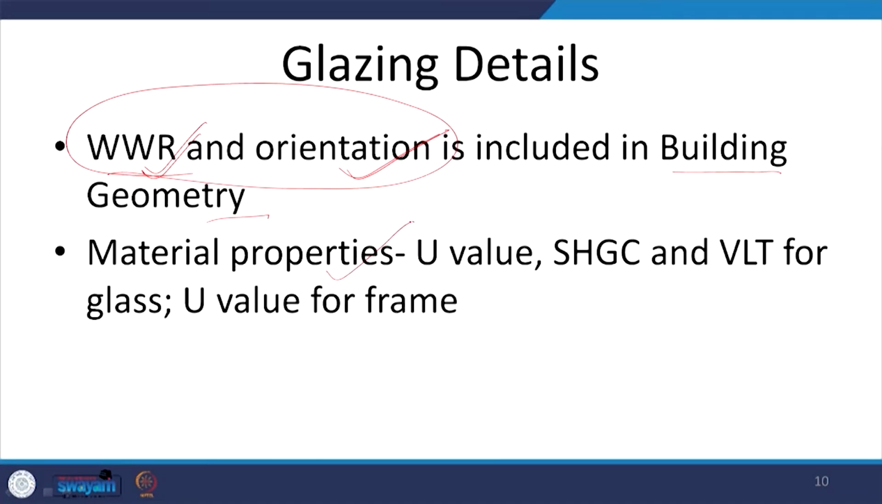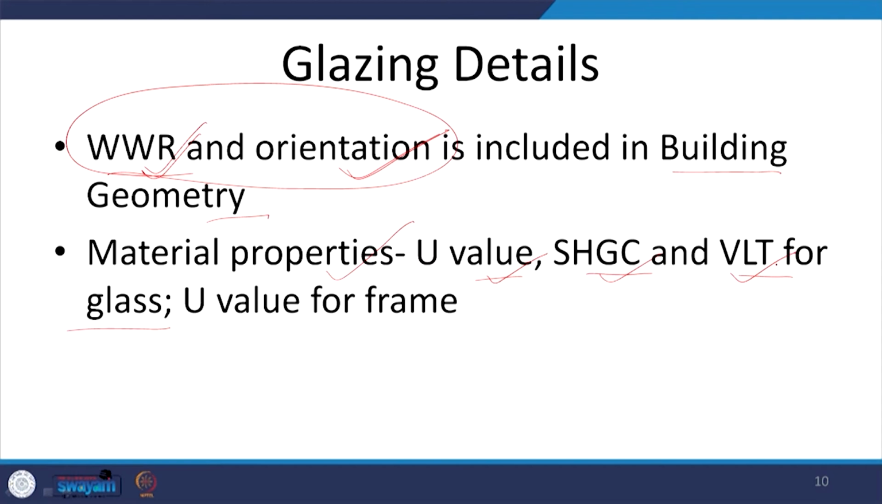So, while we are talking about material properties, here we will be talking about U value, SHGC and VLT for the glass. We already know about these properties. So, these properties for the glass, if it is being used, will be selected.